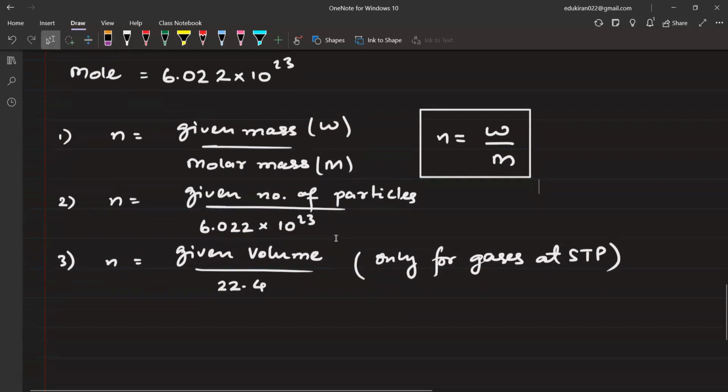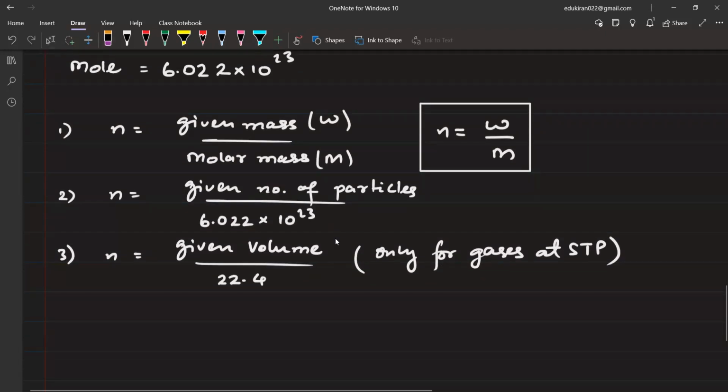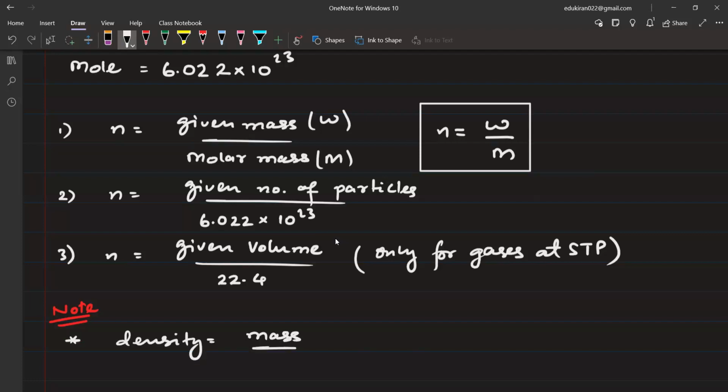Also, there are a few relationships that we are going to use. Write some notes here. First note is regarding the density. We are going to use the word density here, so you should remember what is density. Density is equal to mass by volume. So from here, you can see many things. Mass will be equal to density into volume. Similarly, volume will be equal to mass by density.